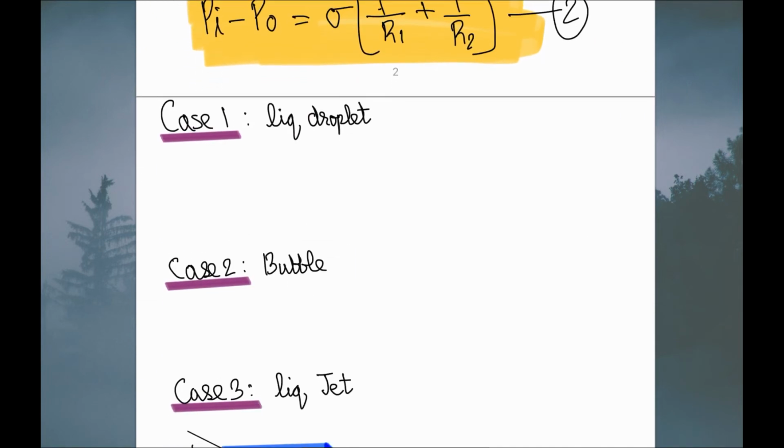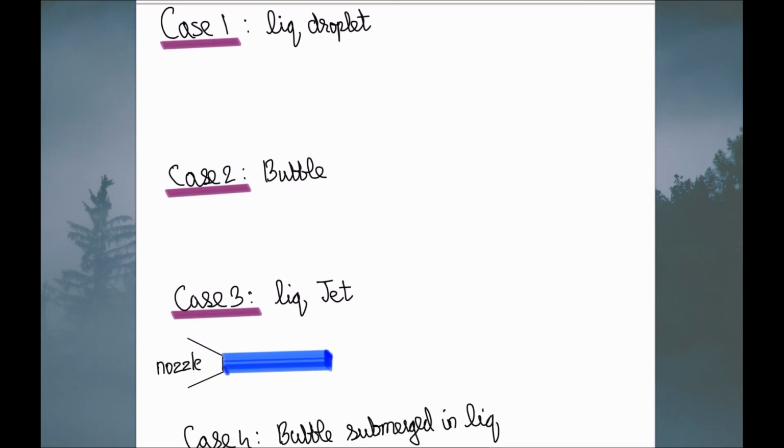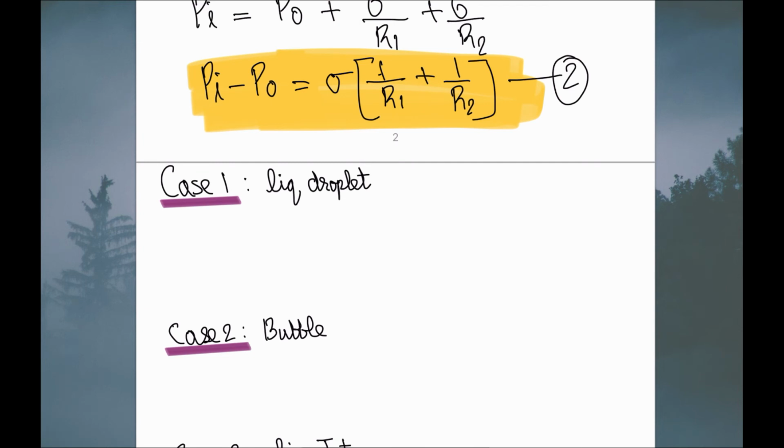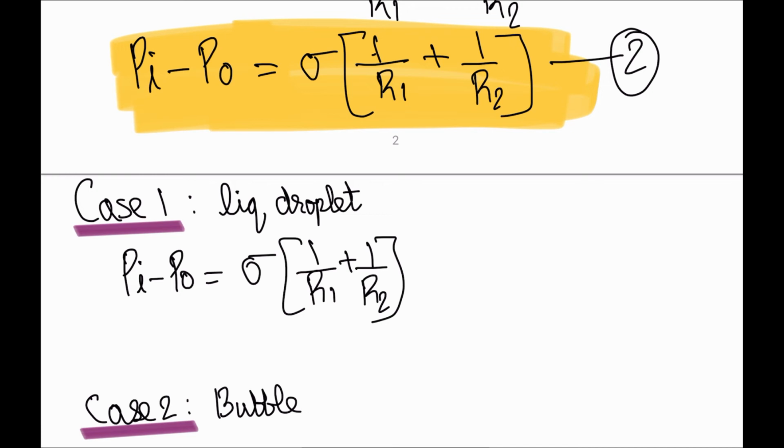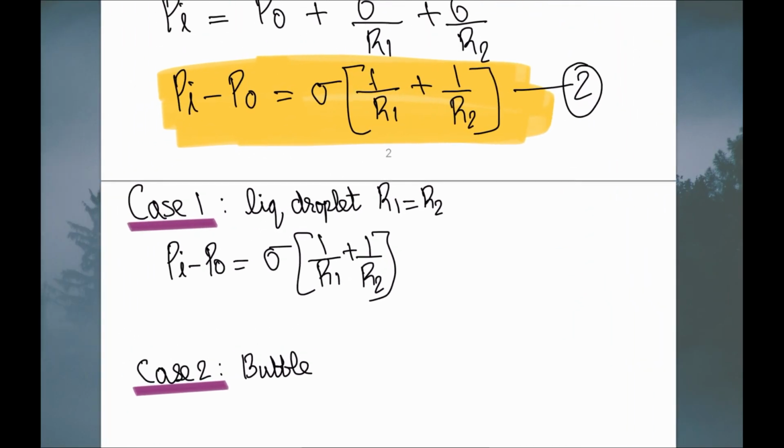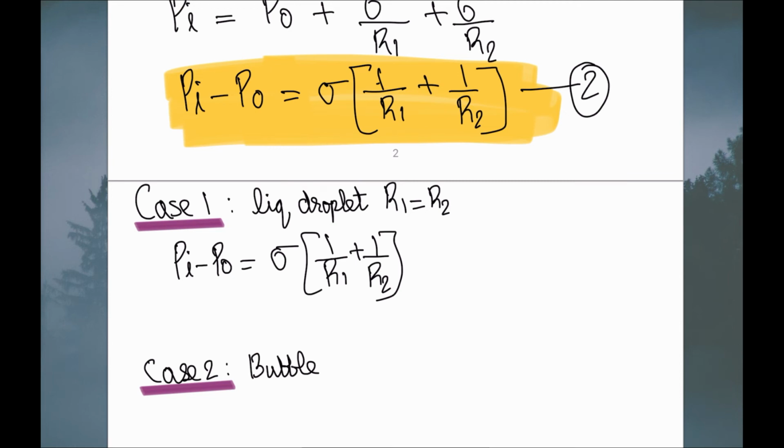Now, let us look at the formula. Like we have come to know for a liquid droplet, what we got is pi minus p naught is equal to sigma in the bracket 1 upon r1 plus 1 upon r2. Suppose we consider r1 is equal to r2 is equal to r, this implies pi minus p naught, and if we consider this in terms of diameter, this becomes pi minus p naught is equal to 4 sigma by d.